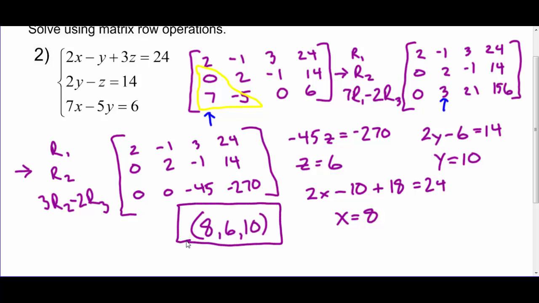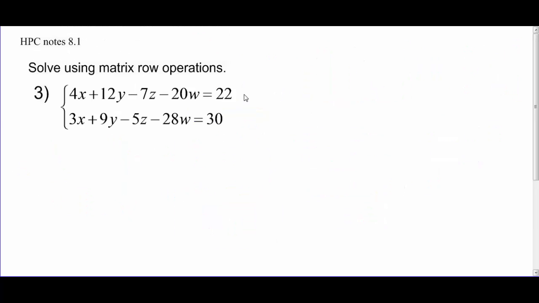Only lie that I told you was I just called that an ordered pair. That's clearly more than 2. That's an ordered triple. And now for our last one on the notes today.